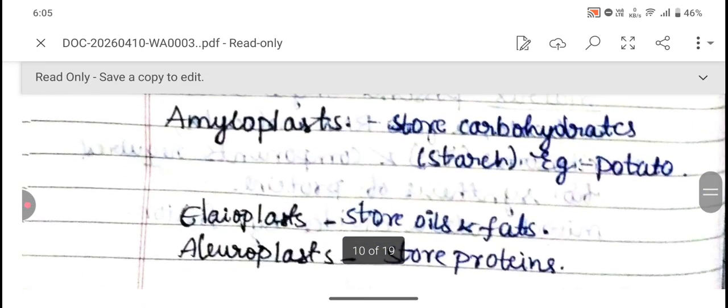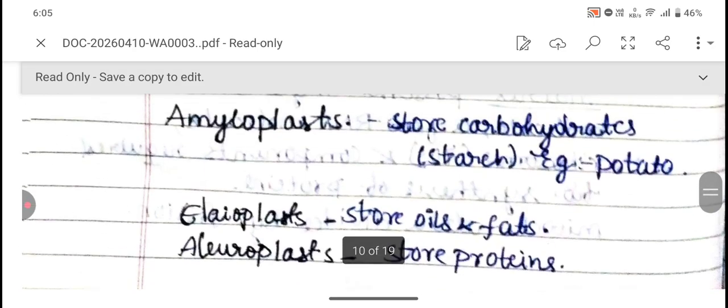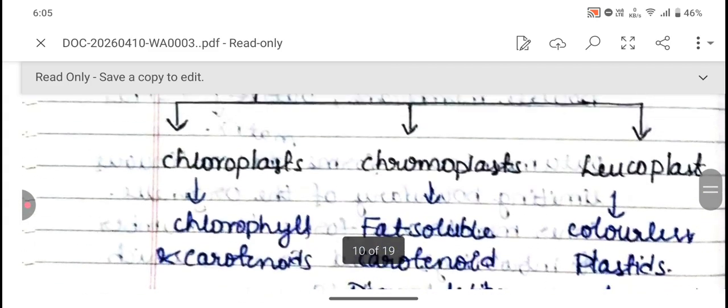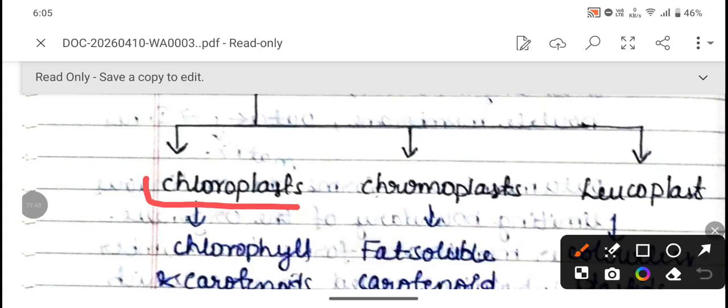There are some other kinds of plastids as well, known as amyloplasts, which store carbohydrates, for example in potato. Aleuroplasts store proteins, and elaioplasts store oils and fats. So these are a wide variety of plastids which we can find in plants. The major plastid we have to discuss is the chloroplast, because chlorophyll is the pigment which serves the purpose of photosynthesis in plants.